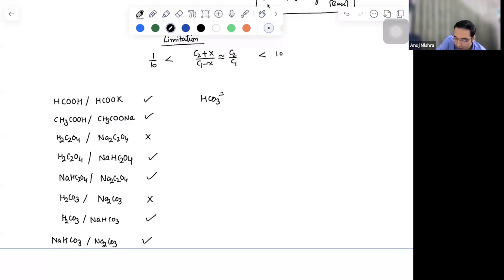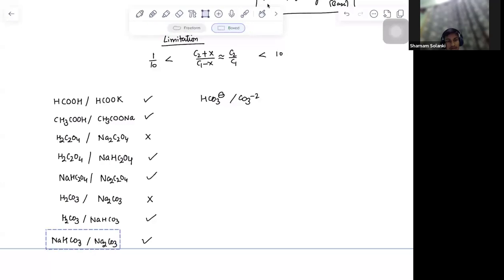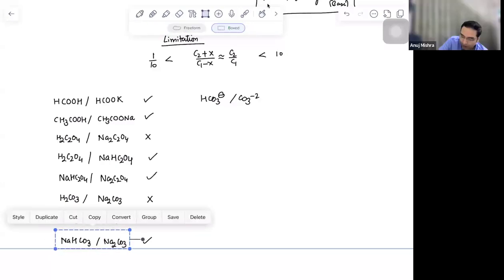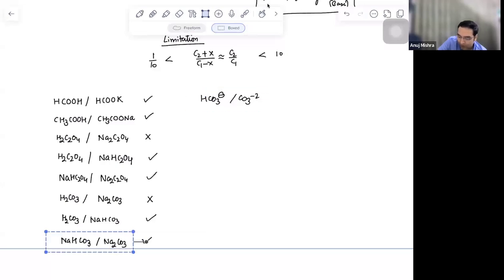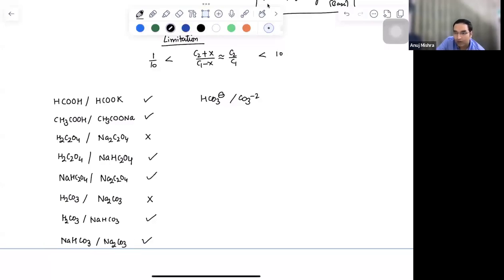HCO3 minus with CO3 2 minus, is it a buffer? Yes sir. Why? Sir, it is the same thing, look carefully, this and this, there is no difference. Okay, Na is not written because that's strong. Are you getting this? Is it clear? Okay, the next question. H2CO3, HCO3 minus is a buffer. HCOOH, HCOONa is a buffer.